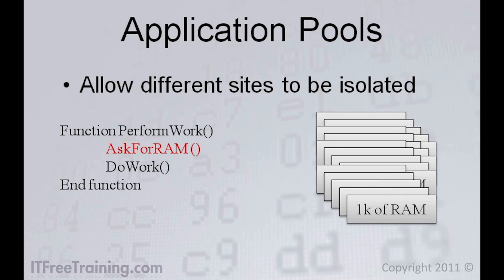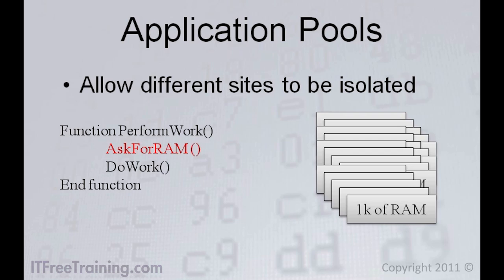When this occurs, the performance of all the applications on the server suffer, all because of one buggy function. To combat this, ISS allows you to set up application pools to isolate different websites and applications. This allows you to have more granular control over ISS and helps prevent one part of ISS causing performance problems to other parts.